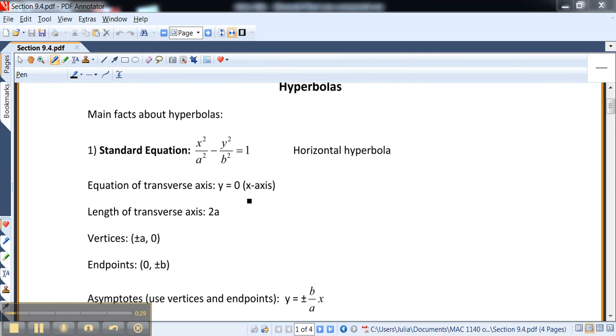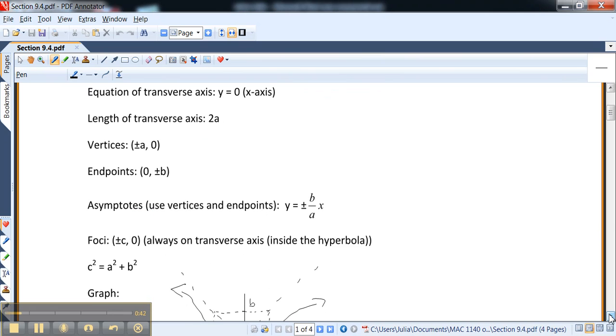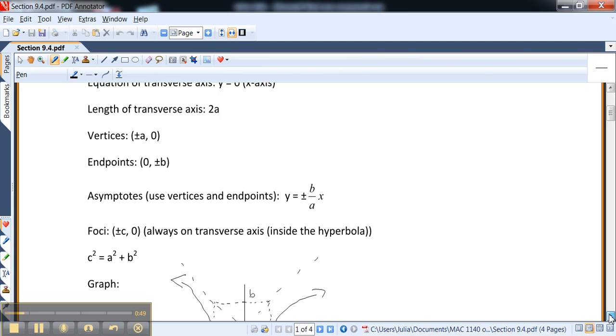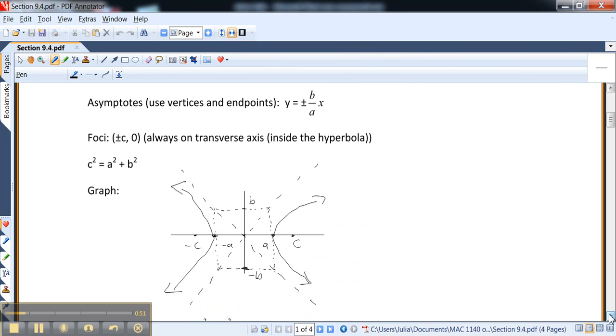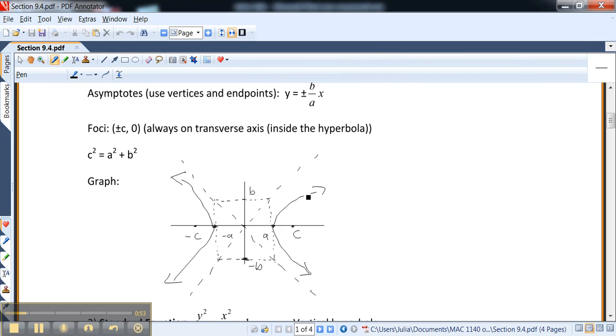Because it's horizontal, we know that the vertices of the hyperbola are on the x-axis, and again they have to do with the a. And the endpoints of the minor axis are on the y-axis. Now the hyperbola also has asymptotes, so the graph looks more like the two hyperbola portions. Notice they are on the x-axis, so they're facing left or right. That's how come it's a horizontal hyperbola.